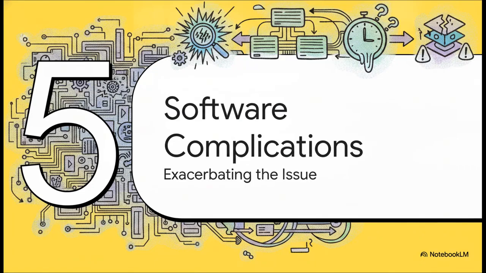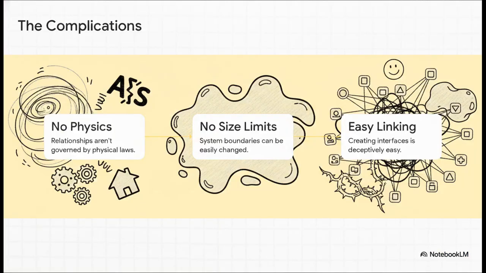Okay, moving into Section 5, let's explore why software actually makes all of this even worse. You might be wondering, if reductionism fails for complex systems in general, why does software specifically exacerbate these three failures? Well, there are three methodical reasons for this complication. First, relationships in software systems are not governed by physical laws, which completely prevents us from producing mathematical models to predict behavior. Second, software has literally no physical size limits, meaning boundaries can be easily and subjectively changed on a whim, making those wicked problems even harder to pin down.